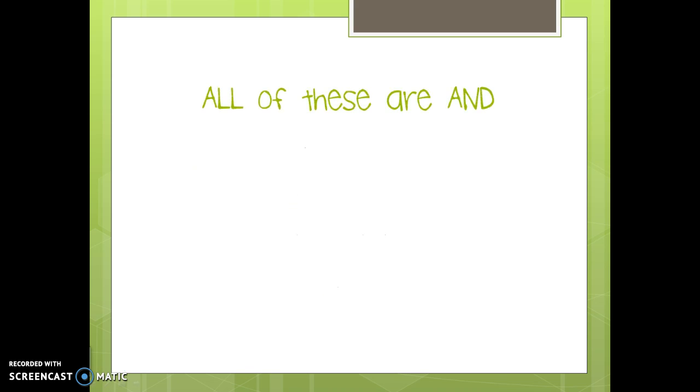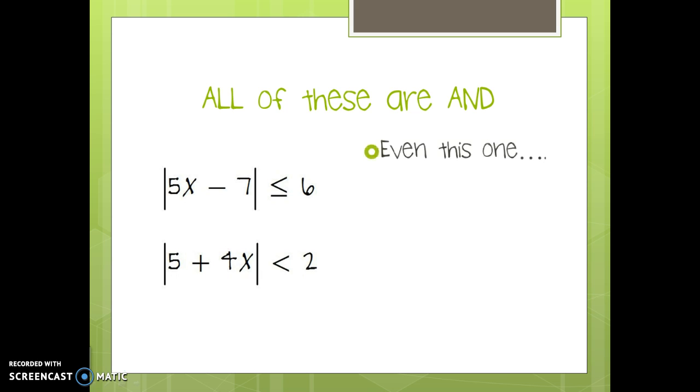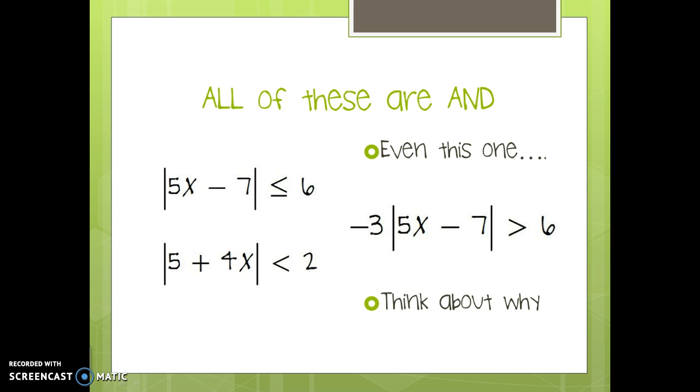So all of these are examples of "and." As you can see, it's greater than or equal to the 6. The absolute value inequality is eating the 2, not the absolute value. But even this one, which appears to be facing the wrong direction, is indeed an "and" statement. And I want you to think about why, and what you must do before even solving this.